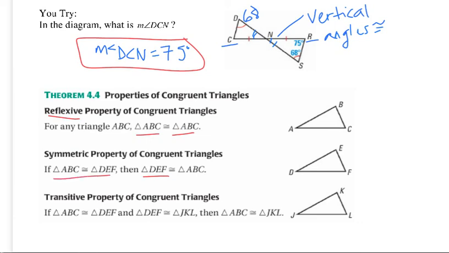The transitive property is if we first say that triangle ABC is congruent to DEF, so say triangle 1 is congruent to triangle 2, and then we say triangle 2 is congruent to triangle 3, then we can pair up the first and the third ones, and they should be congruent as well. We're going to see that pretty often when we get into proofs later in the year.